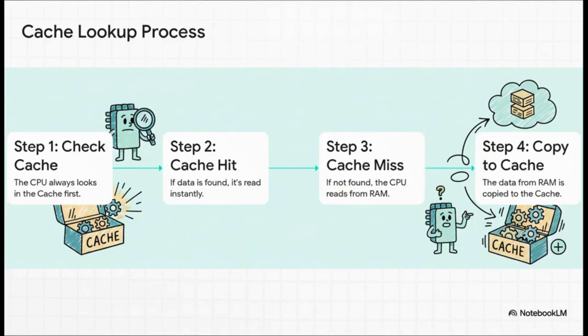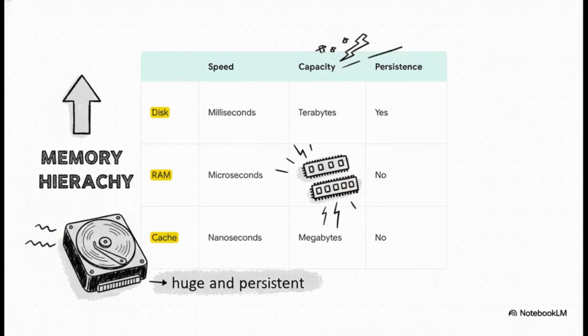So whenever the CPU needs a piece of information, the very first place it looks is its tool belt, the cache. If the data is right there, awesome. That's called a cache hit, and it's basically instant. If it's not there, a cache miss. Then, okay, the CPU has to take that slightly longer trip to the workbench, to RAM. But here's the clever part. It grabs the data, and then it puts a copy of it in the cache, just in case it needs it again soon. And all these pieces together create what we call the memory hierarchy.